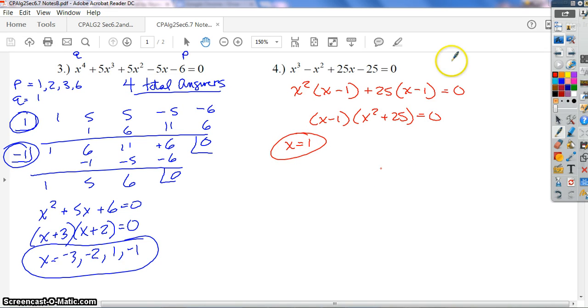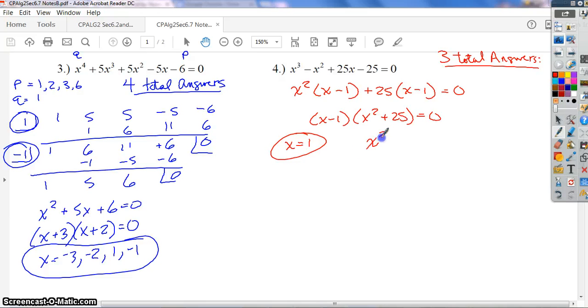Now, how many total answers? There are 3 total answers. Sorry, I should have done that first again. I just get so caught up throughout the problem. I can't help myself. The last two, out of the three answers, it looks like one of them is going to be real. These are going to be imaginary because I cannot factor this.